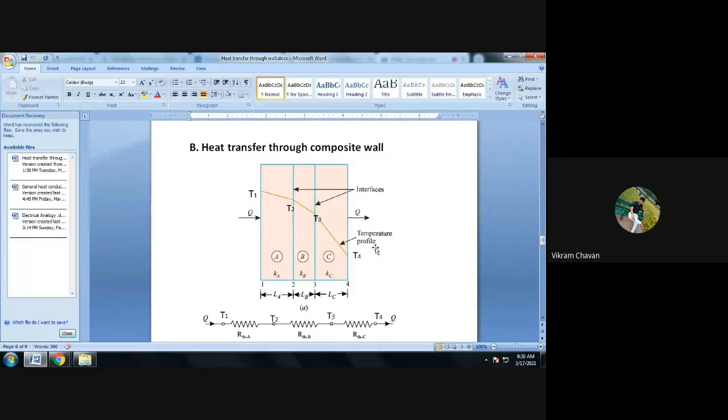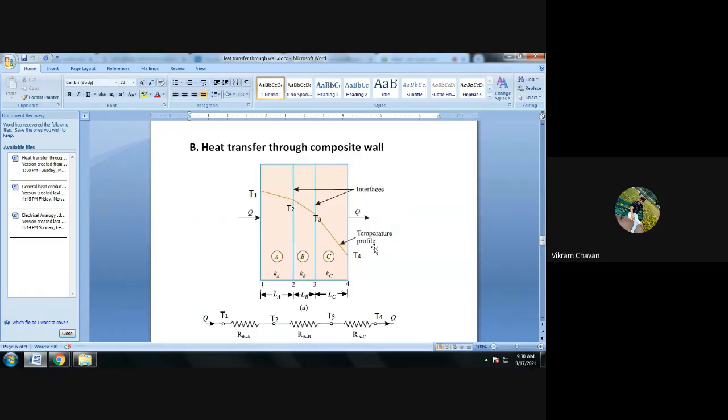Composite wall means what? First, we should know what is meant by a plane wall. A plane wall has only one material, manufactured using one kind of material. A composite wall is nothing but a wall having different kinds of materials, or layers of materials.